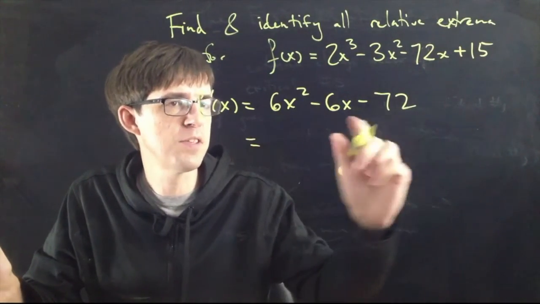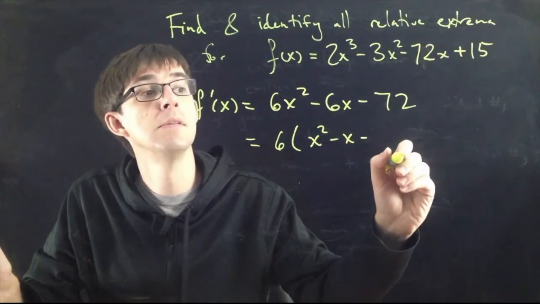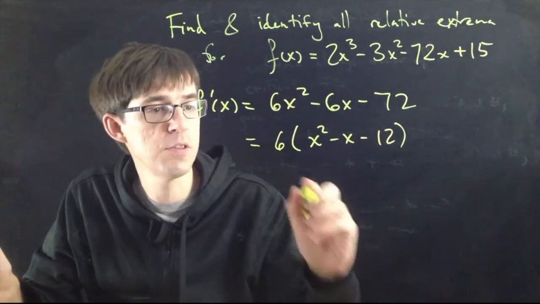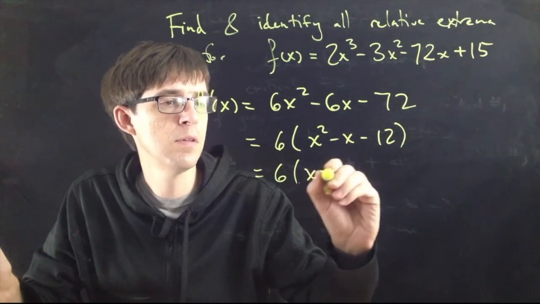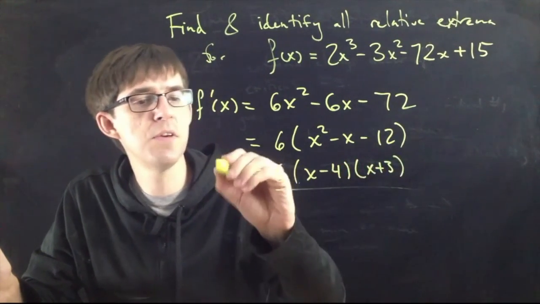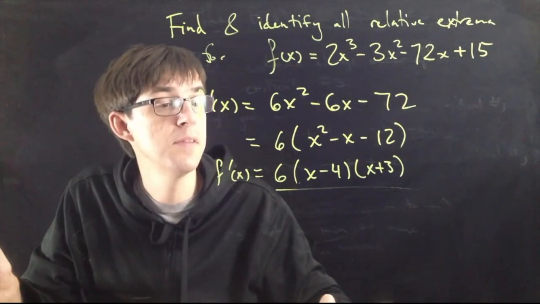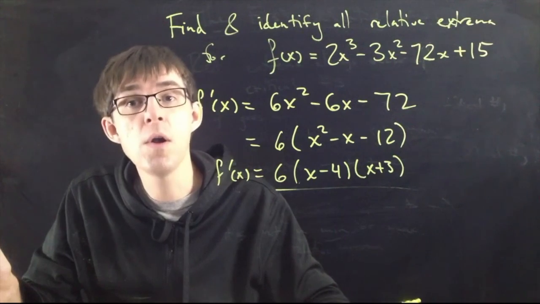I guess I could factor 6 out of everything. X squared minus x minus 12, right? And then this guy I can also factor, and here it looks like x minus 4, x plus 3. All right, this is as good as this is going to get. The derivative is 6 times x minus 4 times x plus 3. Okay, what are the critical numbers?